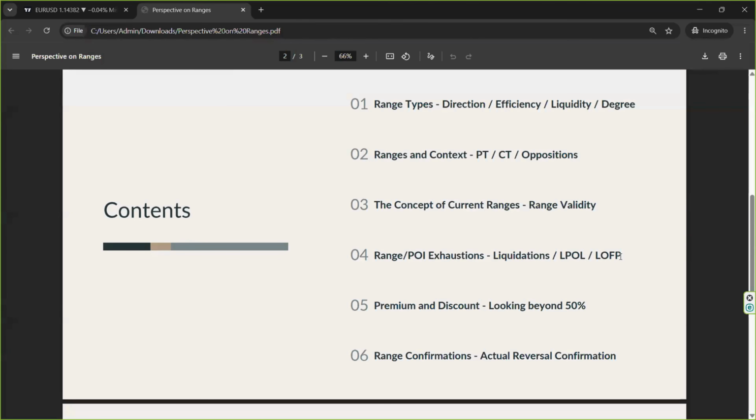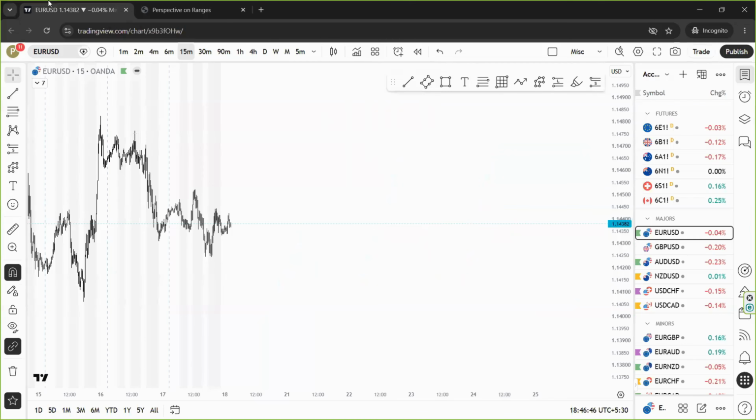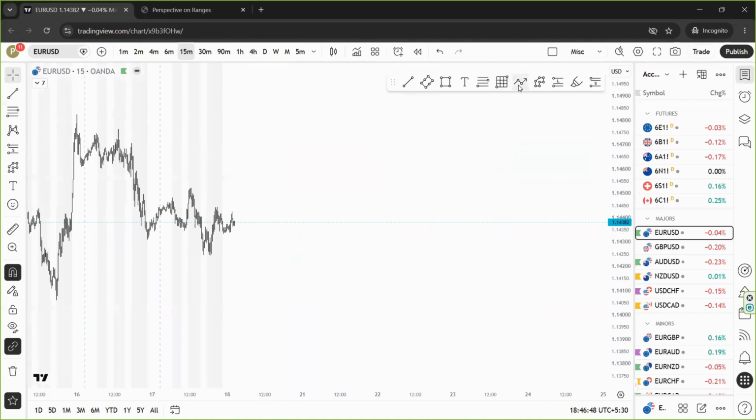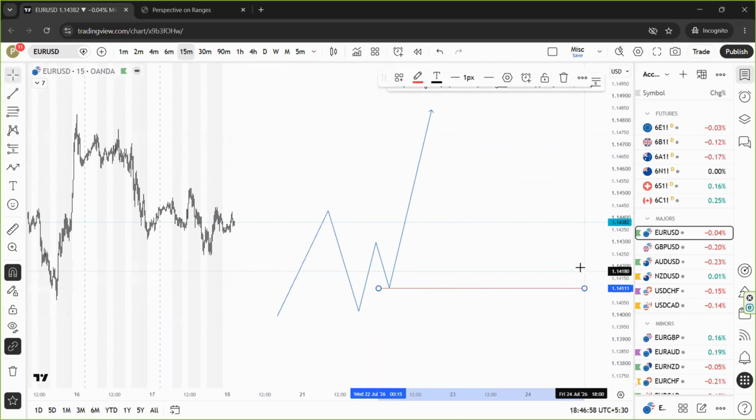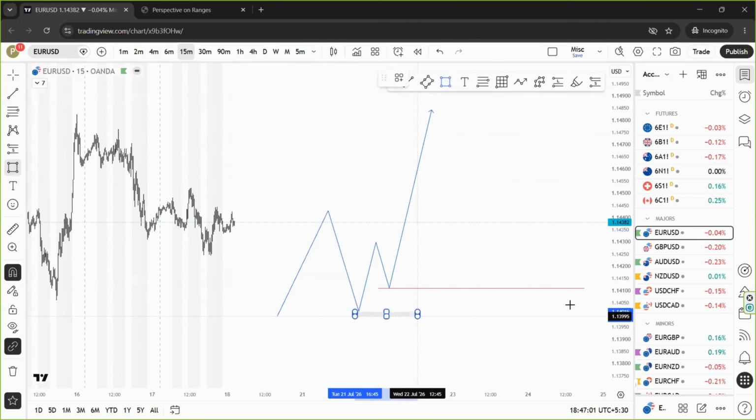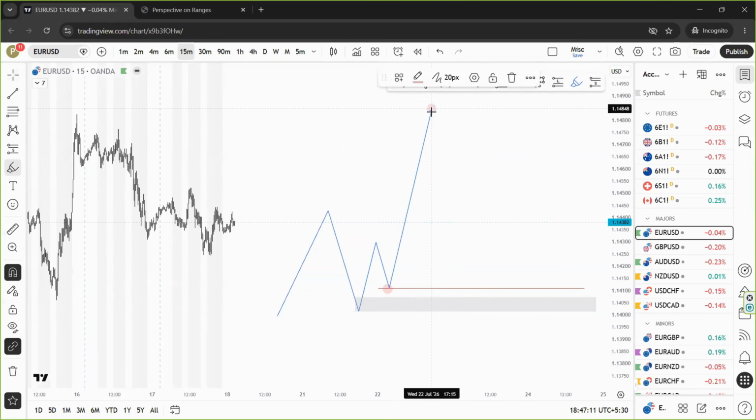And then this is again something I don't think a lot of people talk about. LPOL stands for last point of liquidity, and LOFP stands for last order flow point, right? So what these are is something like this. Assume again you have this range here, and this is going to act as liquidity. Now, the first thing you have to understand is that any point of liquidity such as this is going to be a range as well, because this is going to be a leg in price. So this is a range.